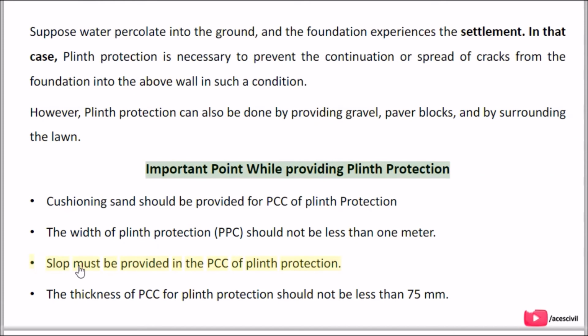Important points while providing plinth protection. Cushioning sand should be provided for PCC of plinth protection. The width of plinth protection PCC should not be less than 1 meter. Slope must be provided in the PCC of plinth protection. The thickness of PCC for plinth protection should not be less than 75 mm.